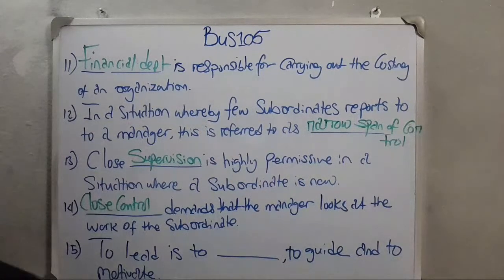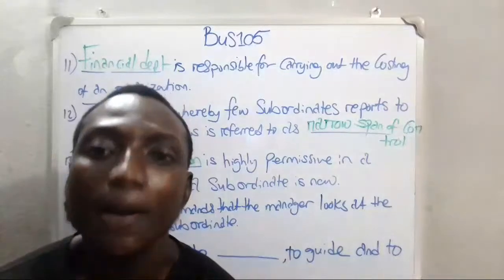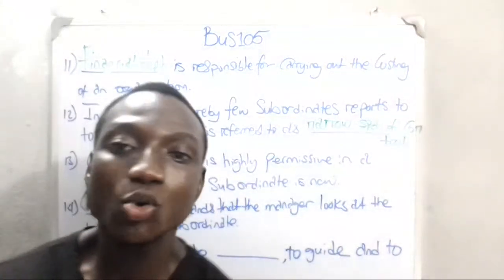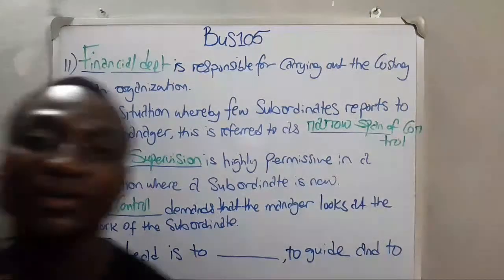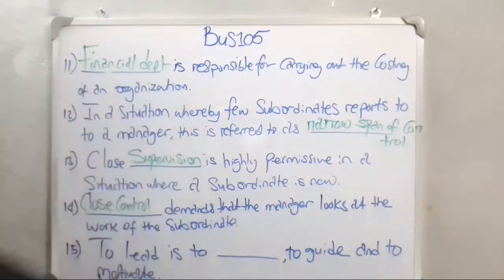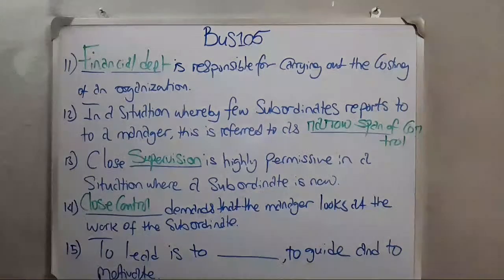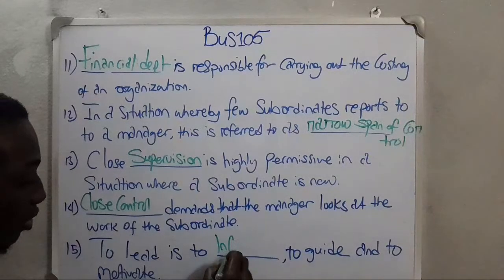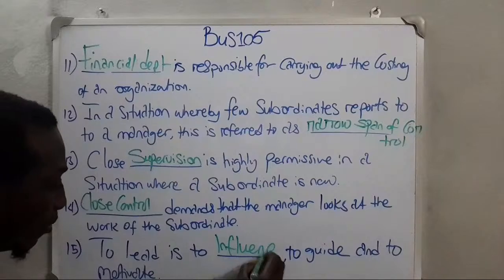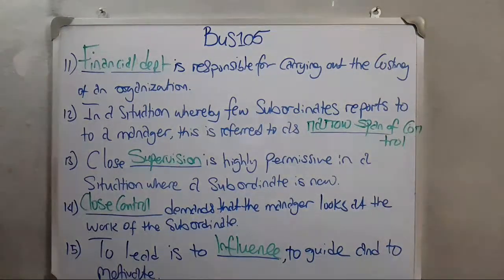Is anybody having an answer? Oh, wonderful. Yes, Mr. Bamidele says narrow span of control. Yes, thank you for that. All right, Miss Florence said influence. Yes, thank you very much for that. The answer is influence.